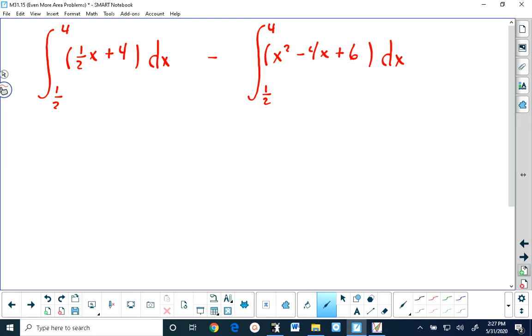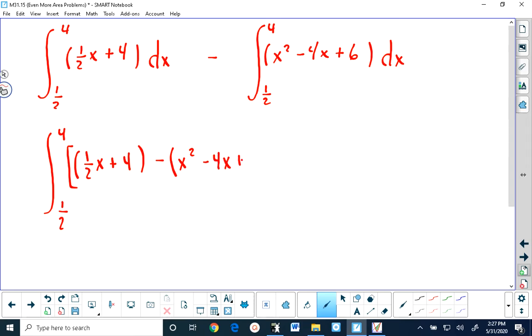It turns out that as long as you have the same upper and lower boundaries, 1/2 to 4 in this example, you can evaluate one integral over that same domain, and the integrand will be what you get when you combine the integrals. In this case, we're going to be subtracting them. And you can do this whenever you are adding or subtracting integrals. But again, they have to be over the same domain.